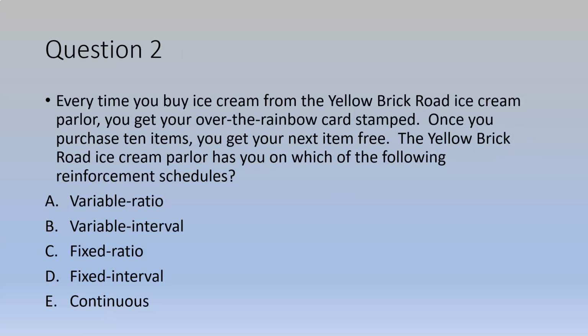Question 2. Every time you buy ice cream from the Yellow Brick Road ice cream parlor, you get your over the rainbow card stamped. Once you purchase 10 items, you get your next item free. The Yellow Brick Road ice cream parlor has you on which of the following reinforcement schedules? A, variable ratio, B, variable interval, C, fixed ratio, D, fixed interval, or E, continuous.